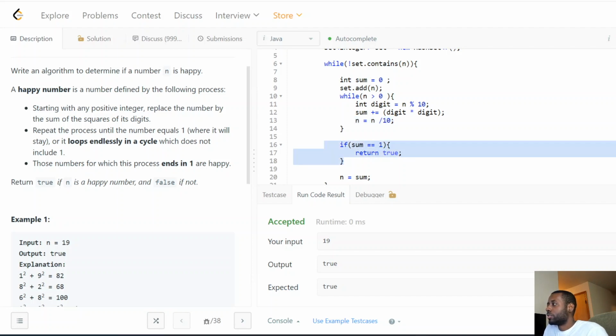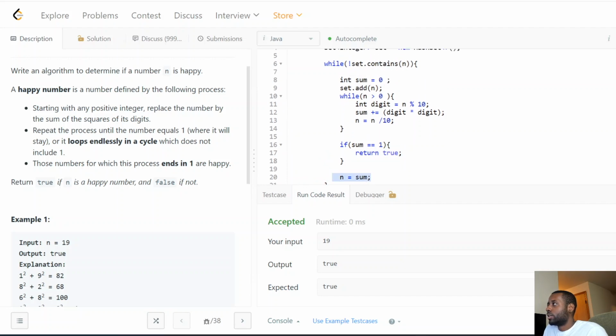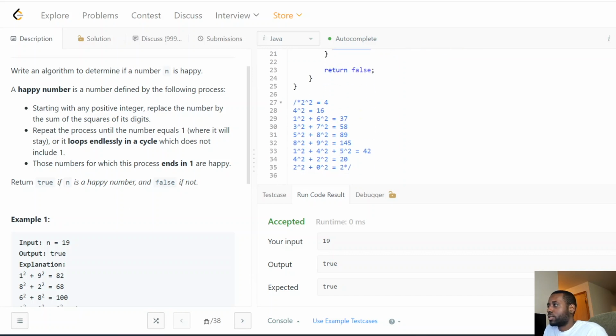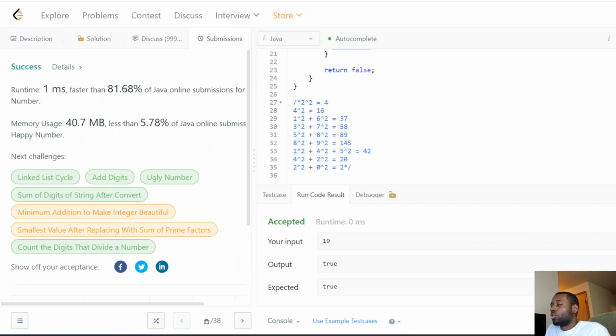And then we check here: if it's equal to 1, we return true. If not, we continue the process. The new number that we're going to calculate is now the sum, and then we start over again, just like we were doing in this process here, guys. It's exactly what the code is doing. So let's press run code. All right, awesome, guys. We passed all these test cases.